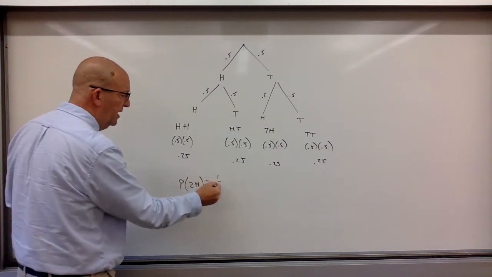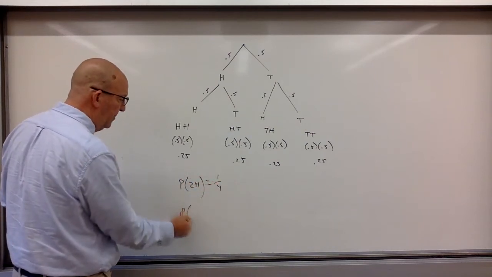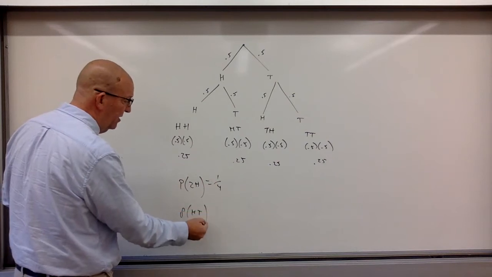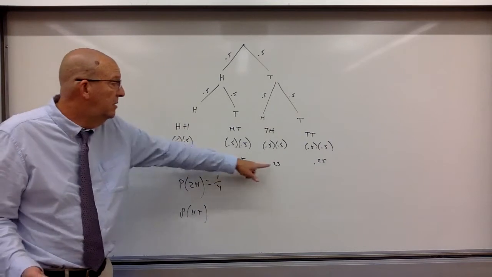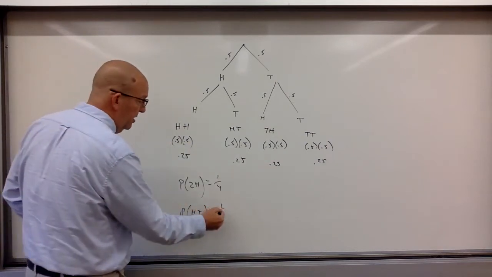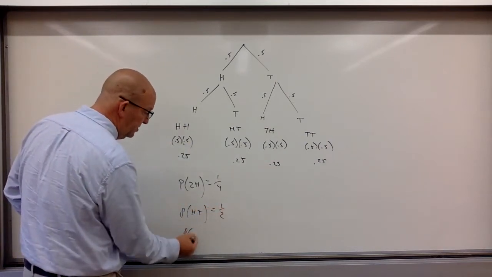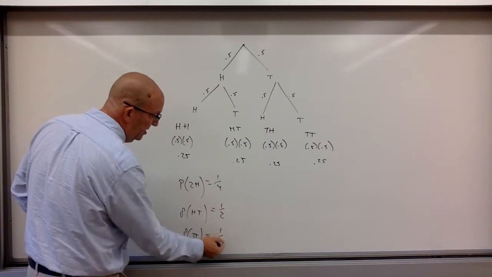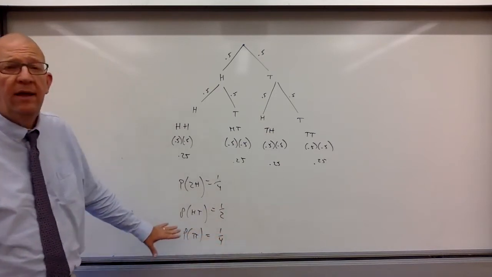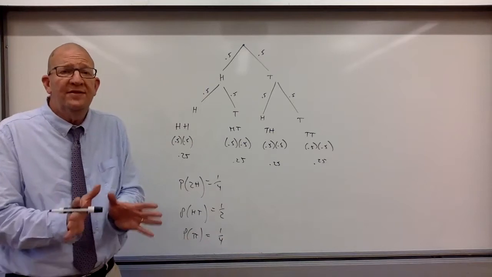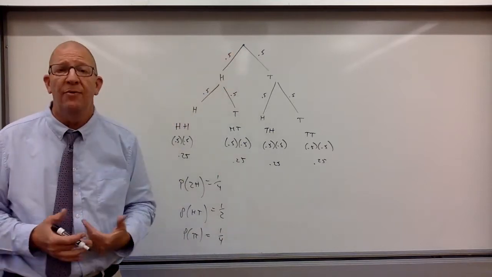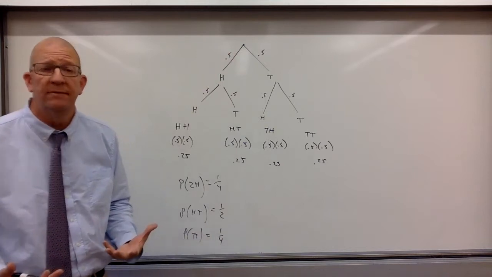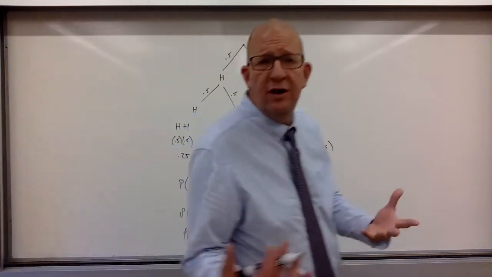Well, that's 1 out of 4. The probability of getting a head and a tail. Well, if the order doesn't matter, then that's 1 out of 2. And then the probability of two tails has to be 1 out of 4. But the reason I show you this example is because I want you to understand how we multiply down the branch of the tree. So let's take a look at that for a second.